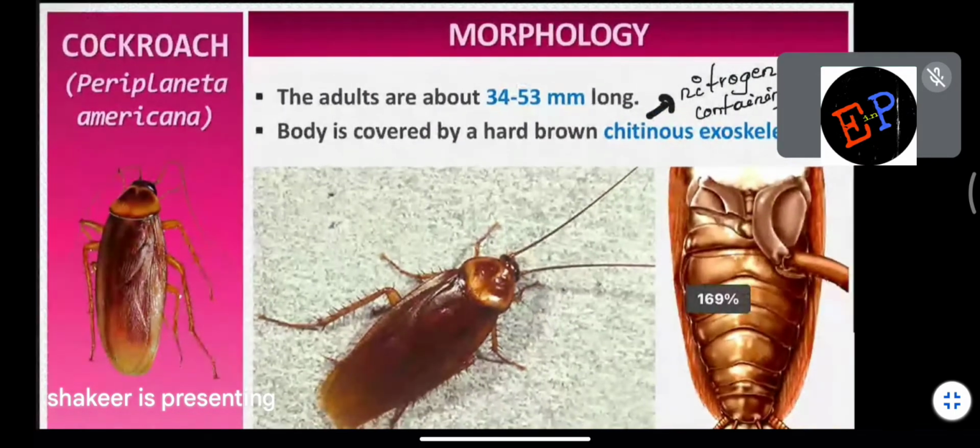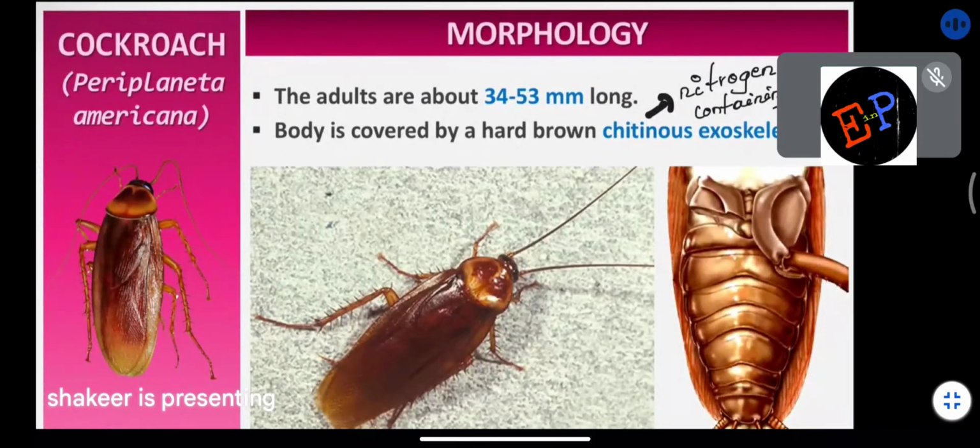So morphology. What is meant by morphology? Outer structure is called morphology. Okay. So the adults are 35 to 53 long. Already he said that it is 0.6 centimeters to 7.6 centimeters. So one more data he is giving. Adults are about 34 to 55 long, that is, 3.4 centimeters to 5.3 centimeters long.